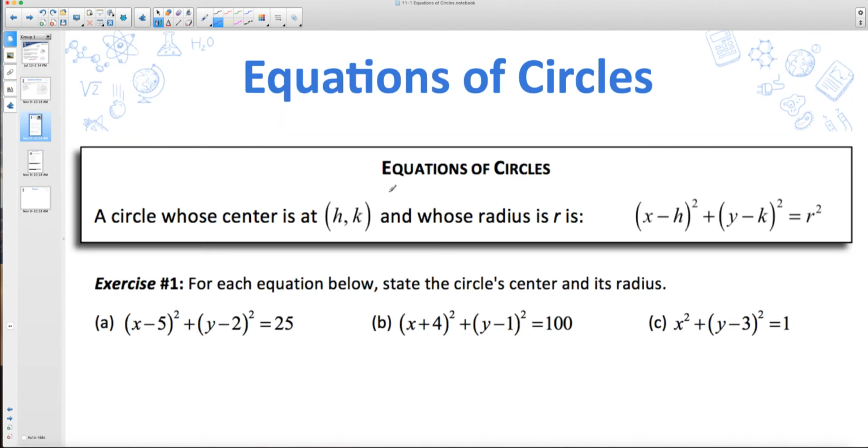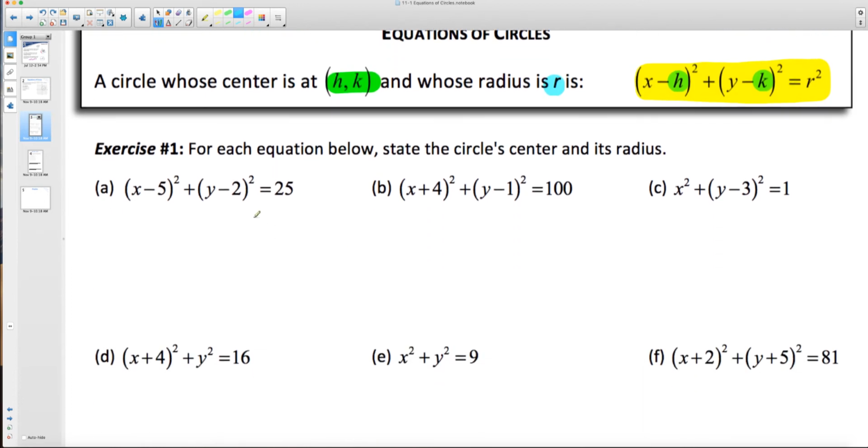So again, this is very important. You're going to want to know this. We'll be using this for the next 2 days. The equation is (x minus h) squared plus (y minus k) squared equals r squared. That is our equation of a circle. Again, h and k represent the center, and r represents the radius.